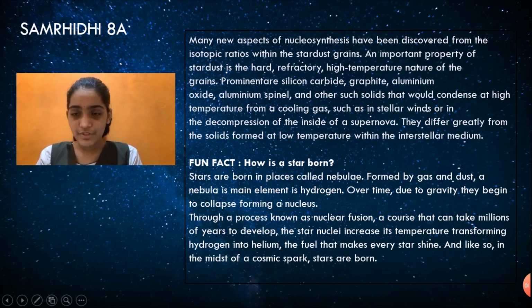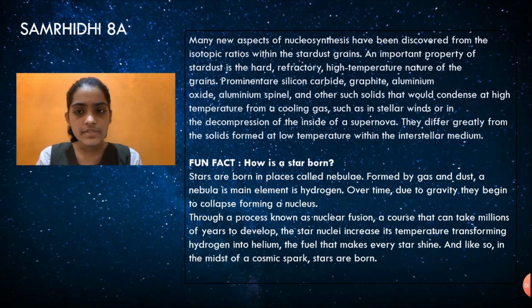Many new aspects of nuclear synthesis have been discovered from the isotopic ratios within the stardust grains. An important property of stardust is the hard refractory, high temperature nature of the grains. Prominent are silicon carbide, graphite, aluminium oxide, aluminium spinel, and other such solids that would condense at high temperature from a cooling gas, such as interstellar winds or the decompression of the inside of a supernova. They differ greatly from the solids formed at low temperature within the interstellar medium.